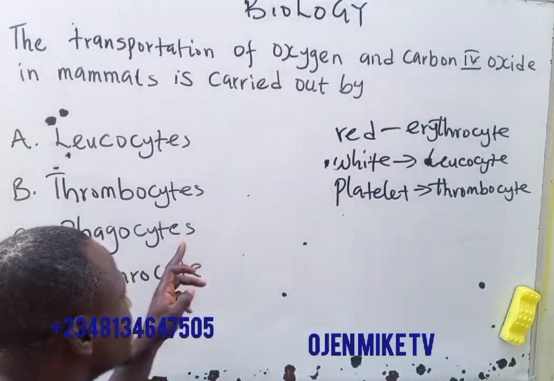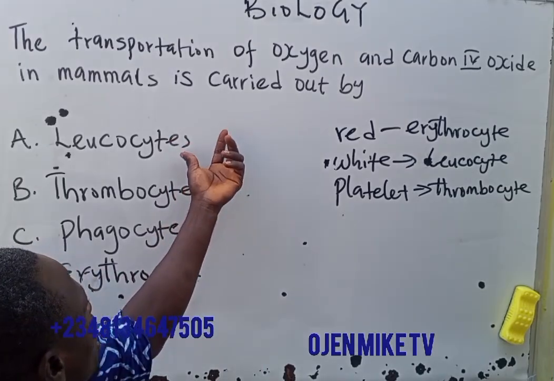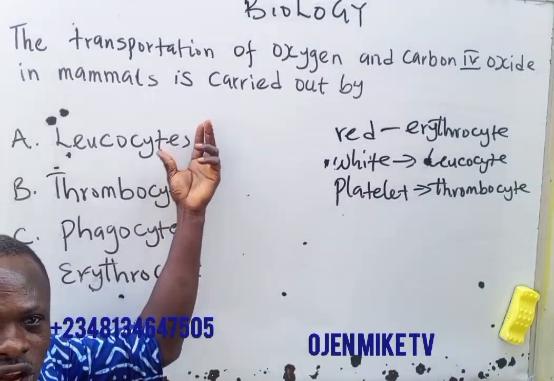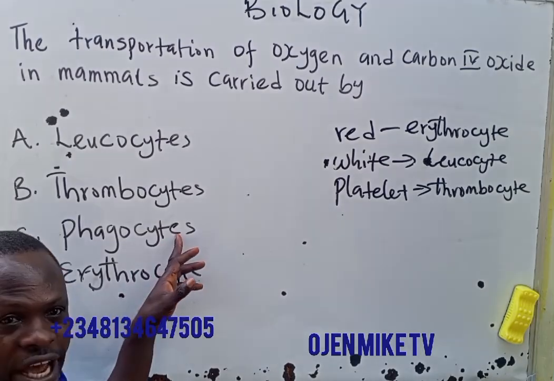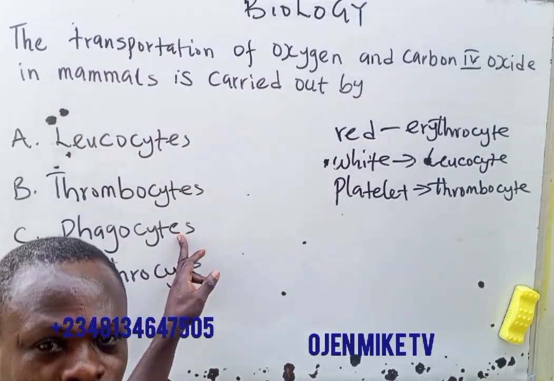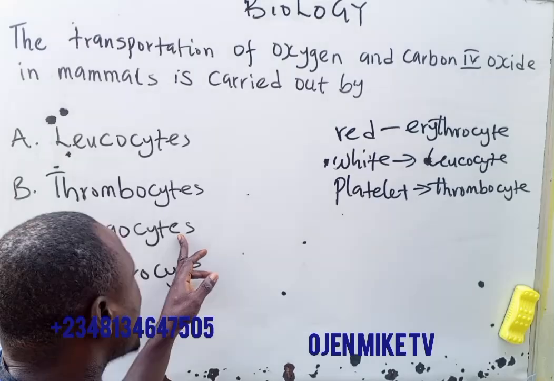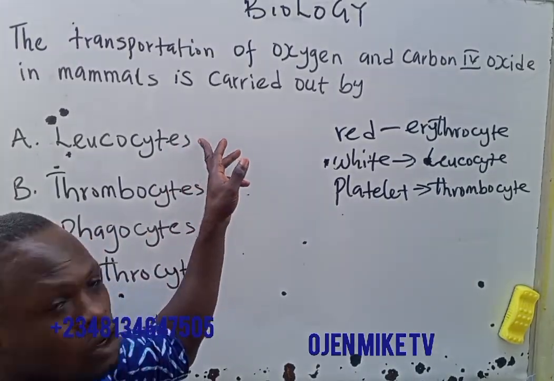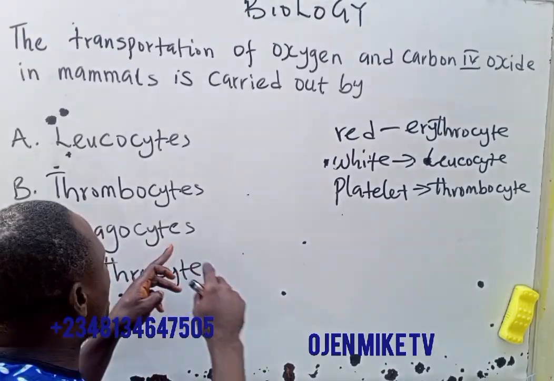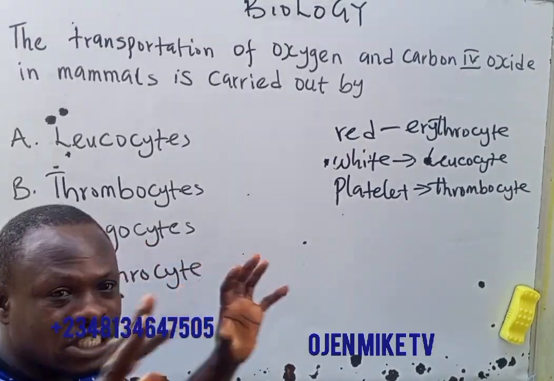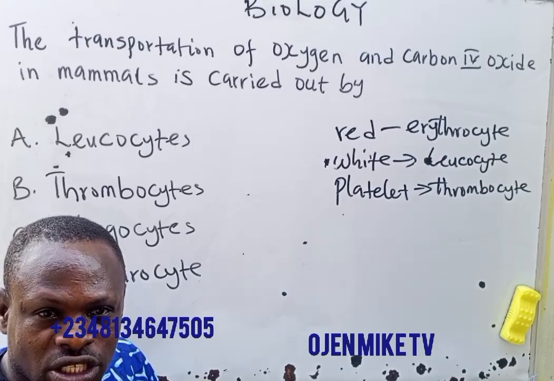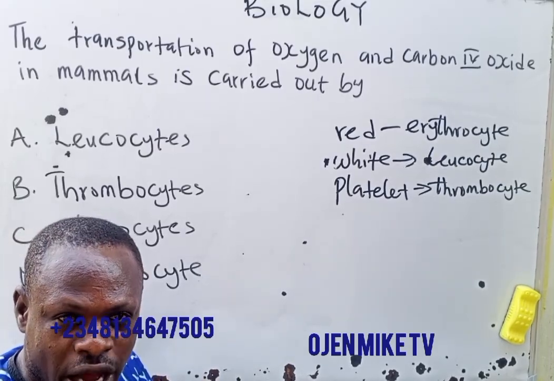Phagocyte is a special type of blood cell in the leukocyte. Leukocytes produce what we call phagocytes. We have the neutrophils, we have the basophils. They are special types of leukocyte. Like the phagocyte, it helps in engulfing pathogens and sending them out of the cell.